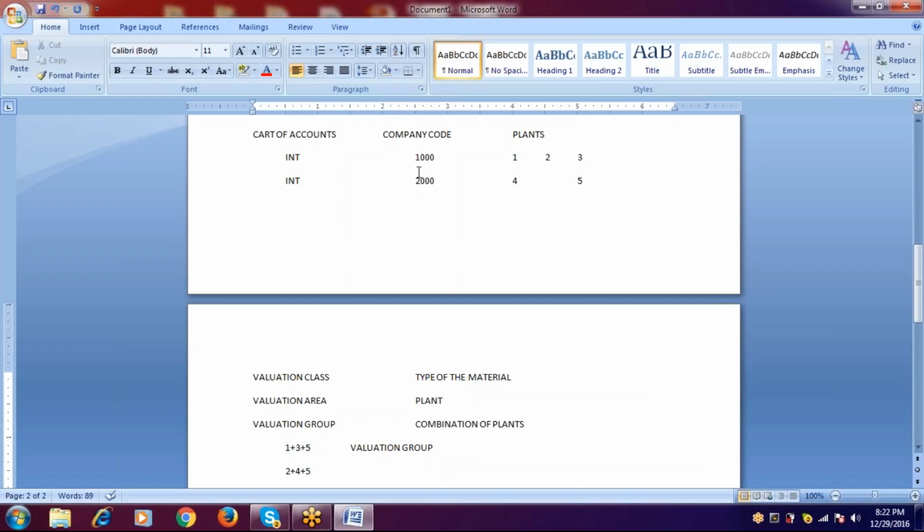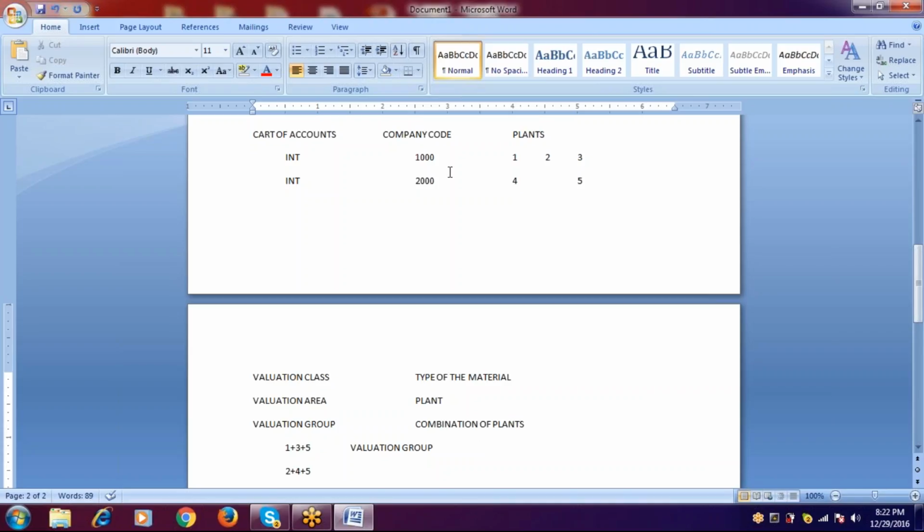What happens here is that one group of companies can have multiple company codes. For example, let's take the CIPLA group. Under that, we have CIPLA Pharma and CIPLA Chemicals. For both of these company codes, the chart of accounts is the same, and they have manufacturing units across the combination of both company codes.